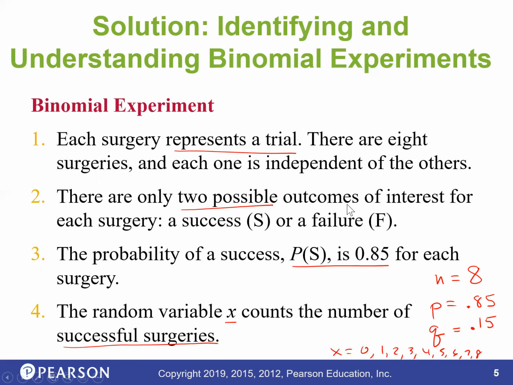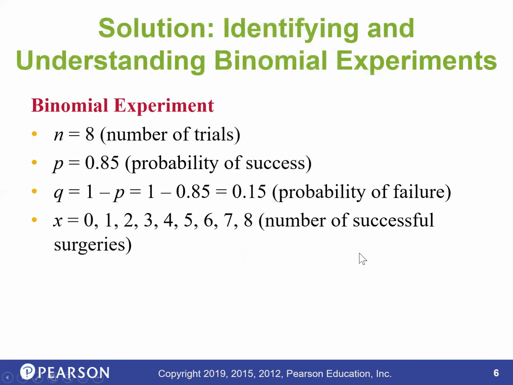All right, on the next slide, I have it all spelled out. There it is. So for X, we list out the possible numbers of surgeries that could be successful, as part of the setting up of the problem. Now, what we're going to do is usually choose our X out of that list.